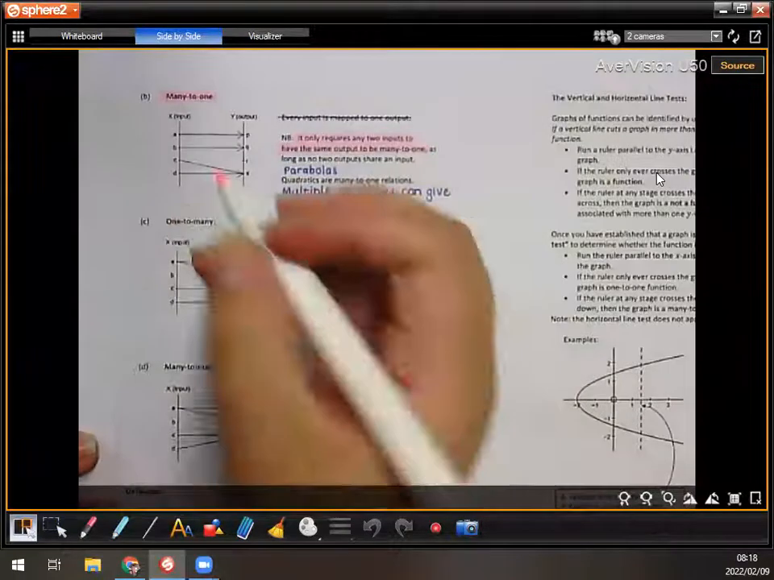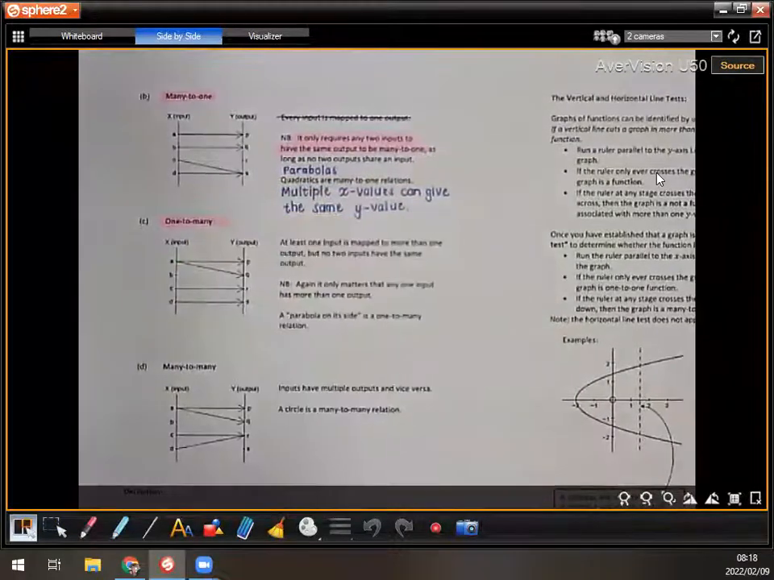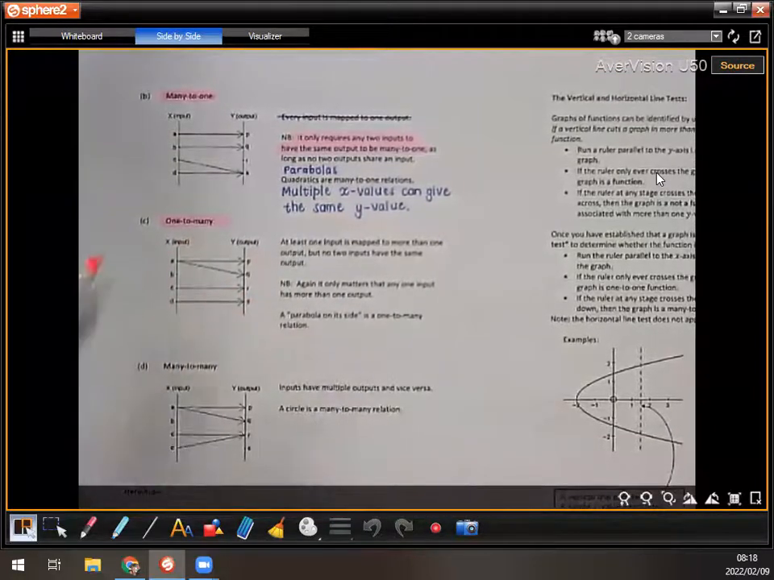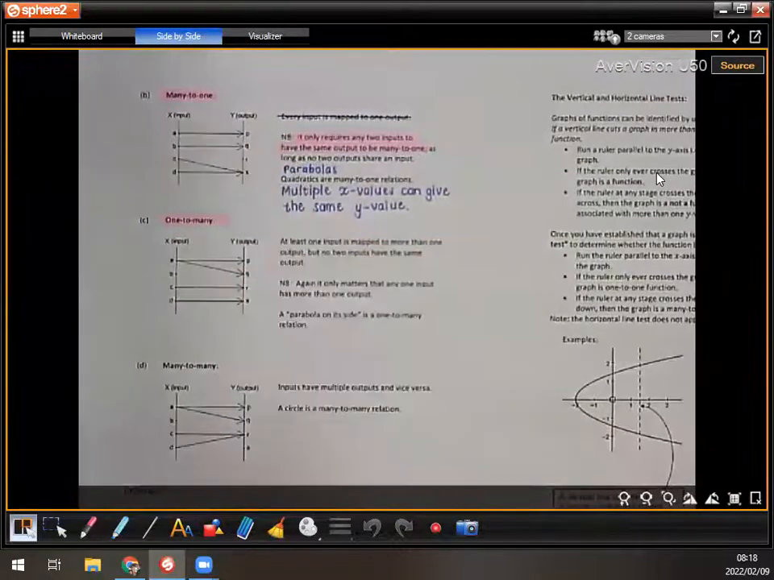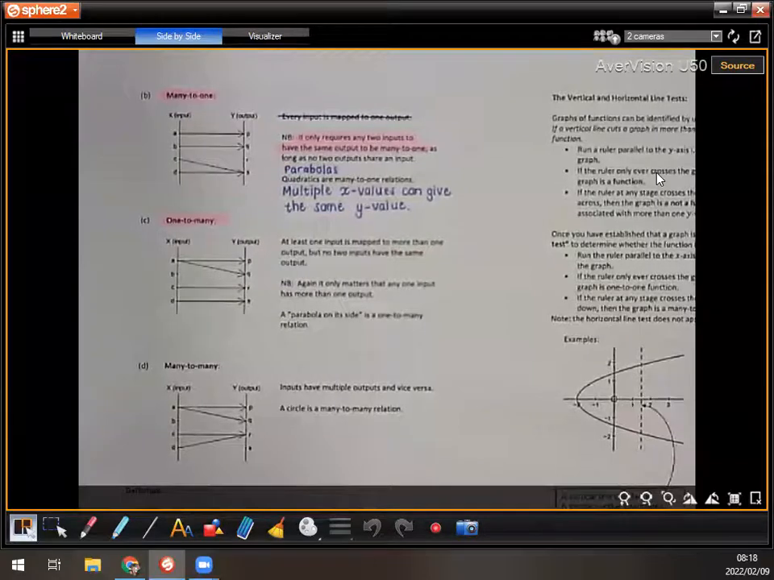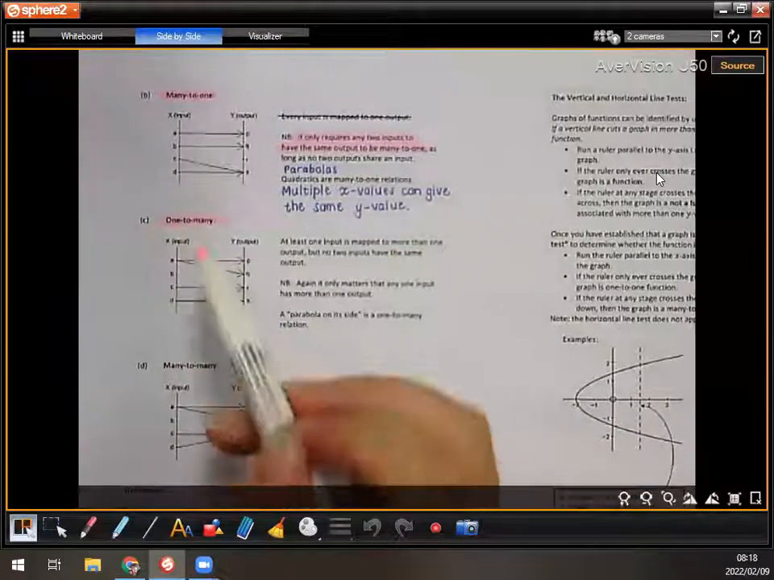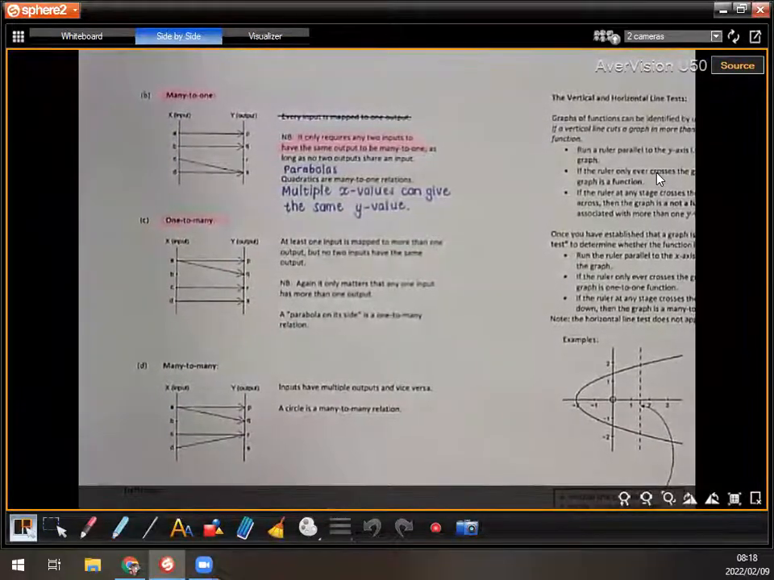Okay, then the next one, one-to-many, and we haven't actually seen graphs where this happens, right? But if you're looking at this diagram here, you can see that an x value of a is giving two different y values, right? One-to-many. Are you seeing how the naming works? When it's one-to-one, it means one x value to one y value. When it's many-to-one, it means many x values, one y value. When it's one-to-many, they say one x value can give you many y values, multiple y values.